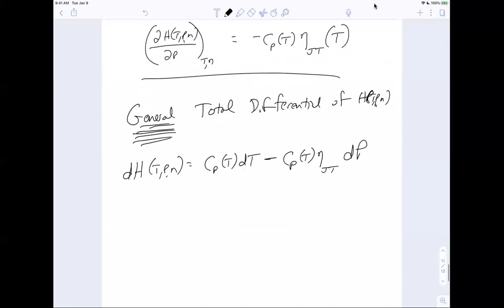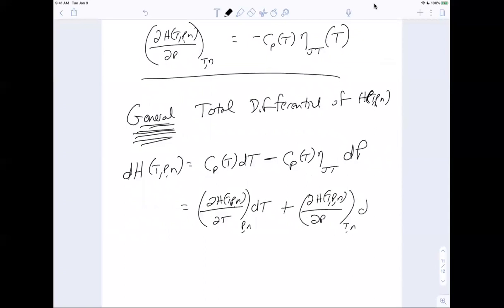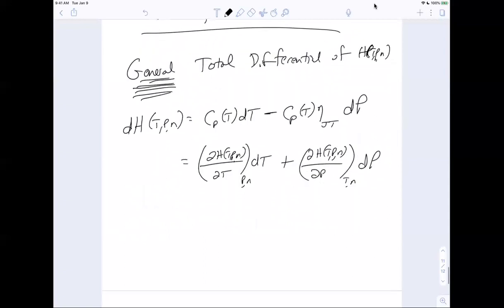Okay? And this is really just the partial of H with respect to temperature, constant pressure and N, dT, plus the partial of H with respect to pressure. We found through experiment both of these terms. We found this experimentally to be Cp of T, and we found this experimentally to be the combination of Cp of T times eta Joule-Thomson.